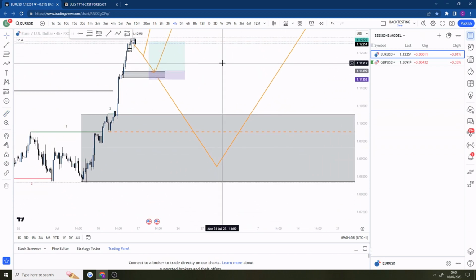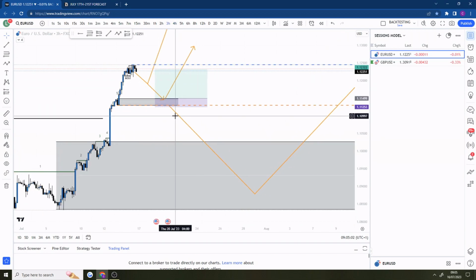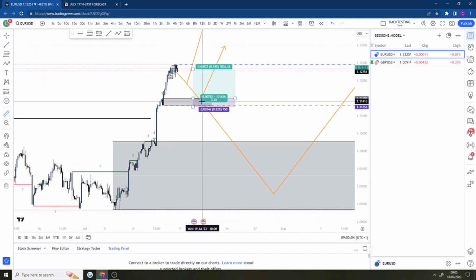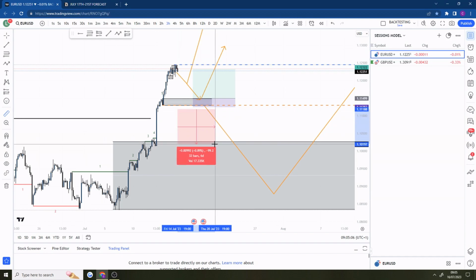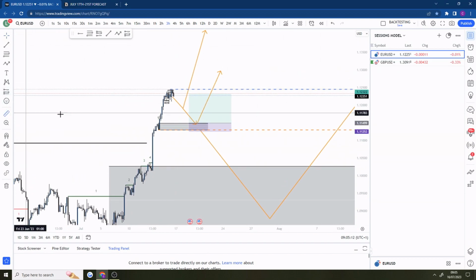So potentially, if we don't hold the 3H, then at that point I probably will expect price to at least retrace back through the break structure line and at least come down to this order block here, fill this imbalance. So for me, I'm bullish until we break the 3H.